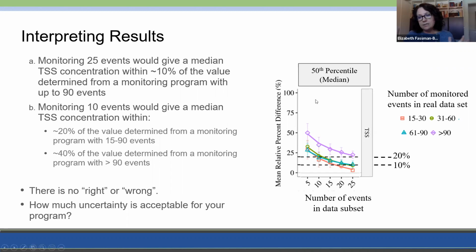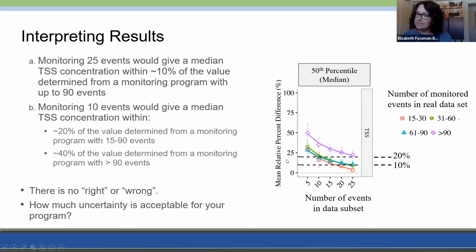So what we did was consolidate all these heat maps into a family of curves. The point of this slide is to explain how to interpret the family of curves. I've just chosen the 50th percentile, or median, family of curves for TSS. What we see across the bottom, the x-axis, is the number of events in the data subset. That's our hypothetical smaller monitoring program.